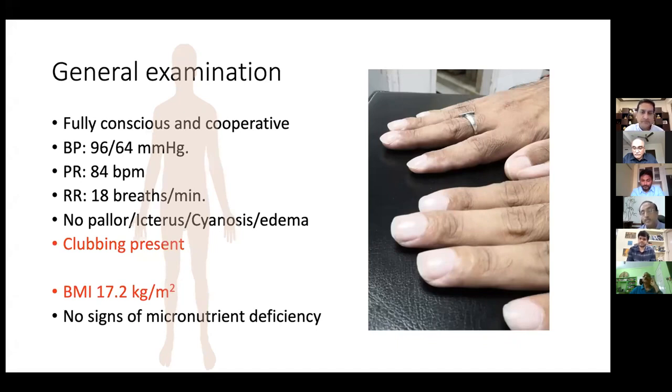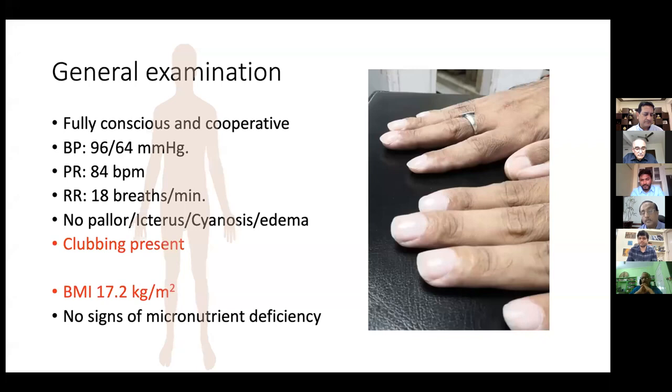We can divide them into signs of macronutrient deficiency and micronutrient deficiency. When we talk about macronutrients, we are essentially looking at certain anthropometric measures. We can look at BMI. We can also look at triceps skin fold thickness and mid-arm muscle circumference. That can help us establish the severity of fat and protein loss, respectively. However, those are not very routinely done.